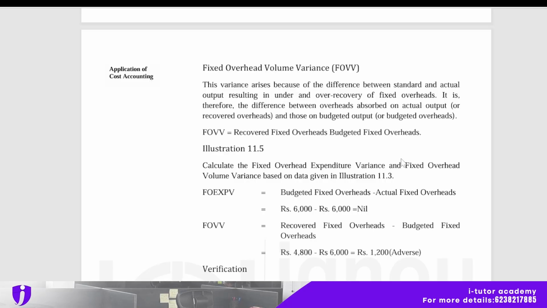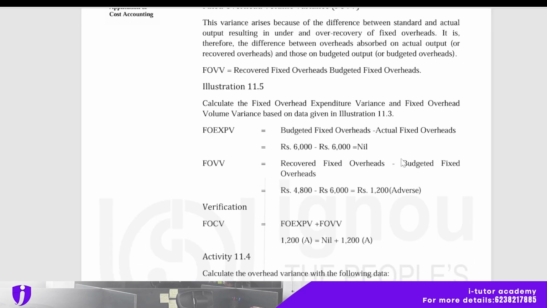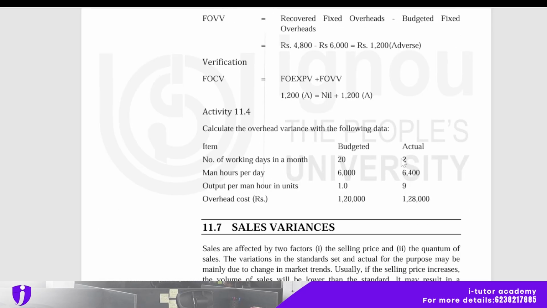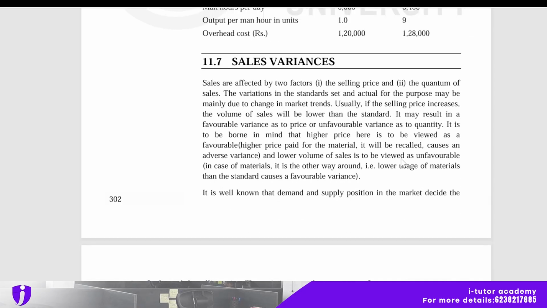It is therefore the difference between overheads absorbed on actual output and those on budgeted output. And here is an illustration section also, and an activity section also. You just go through it.